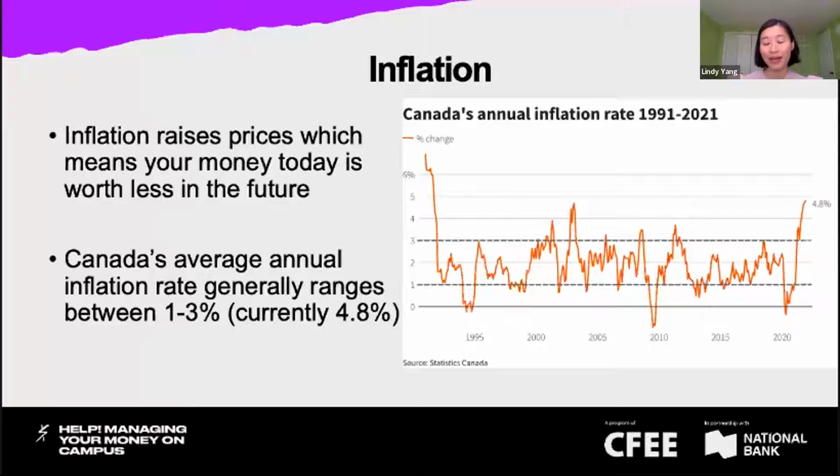The average inflation rate in 2021 was 4.4% and is currently sitting at 4.8%. This is a 30-year high. With inflation numbers higher than average, it's really important to consider how you invest to account for that inflation.